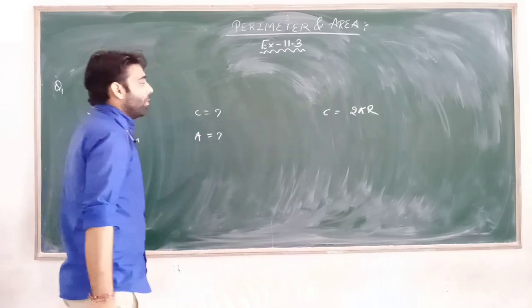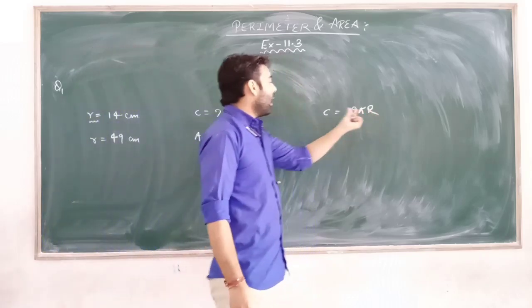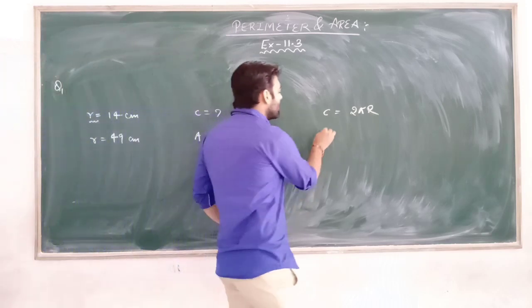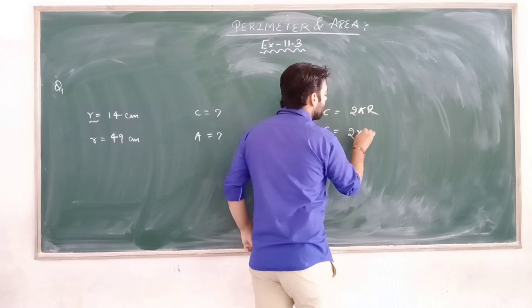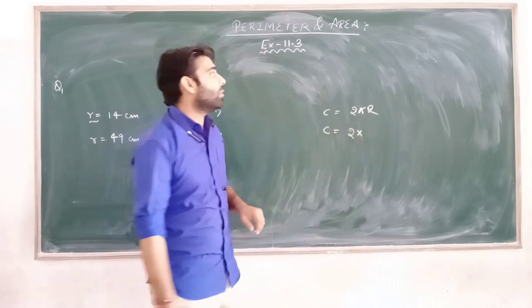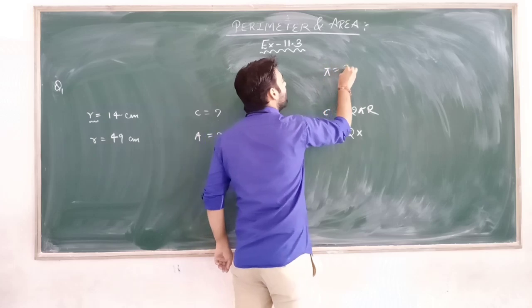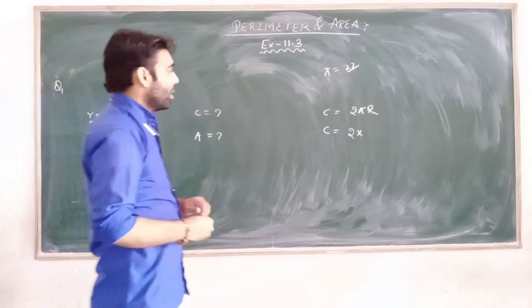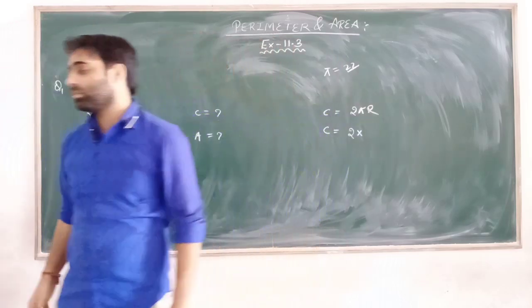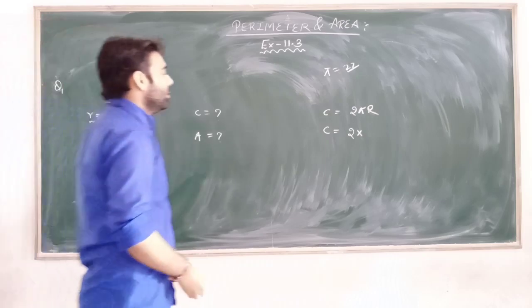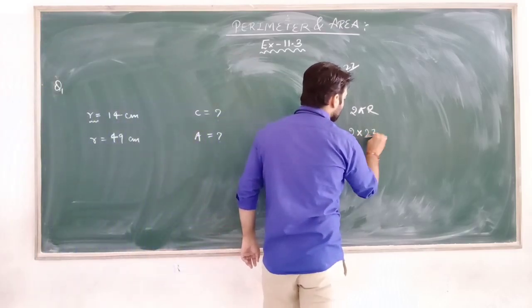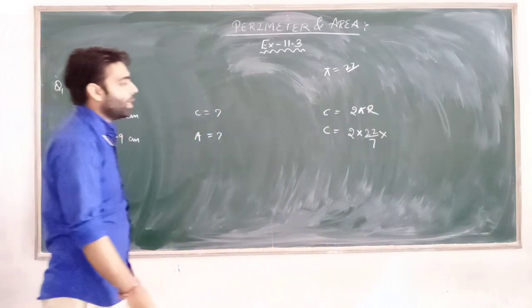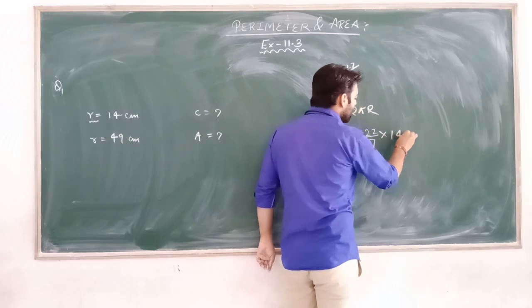The value of C is equal to 2 pi r, and r has been given here, that is 14 centimeter. We have to put the value of r over here, and we know the value of pi is 22 by 7. We put the value of pi, that is 22 by 7, and the value of r, that is 14.